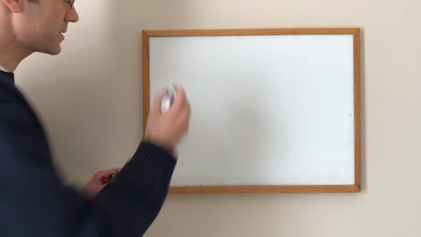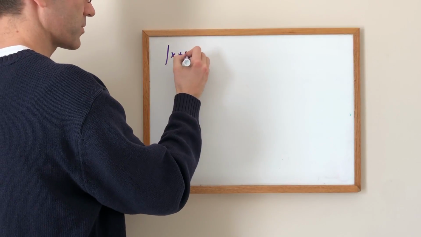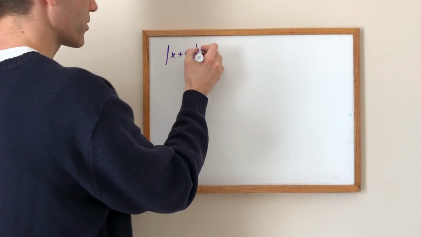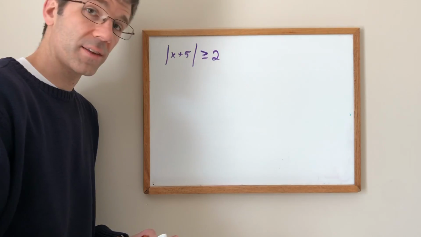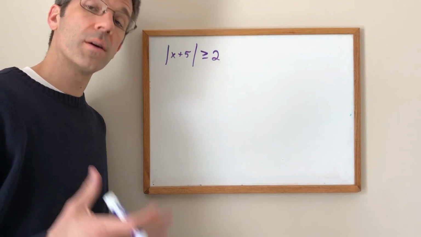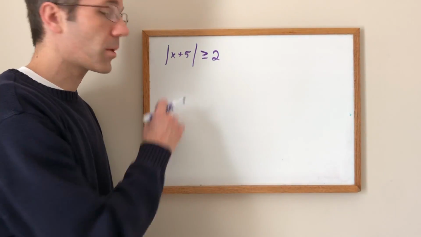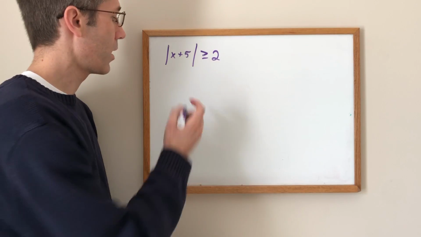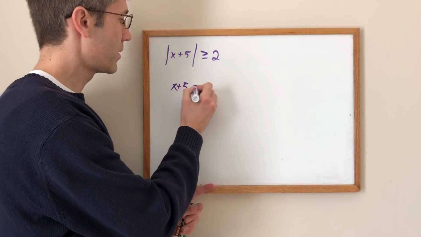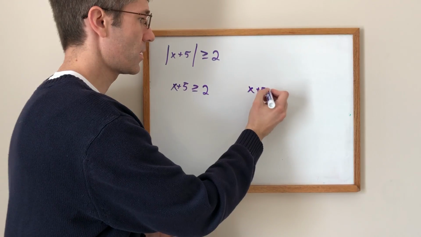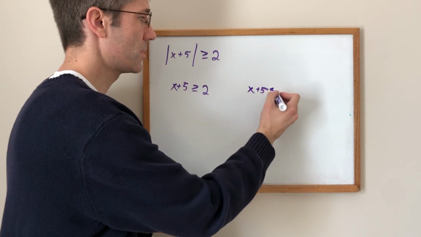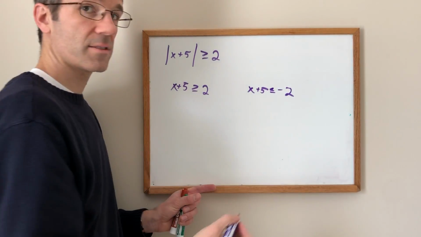Next problem says absolute value of x plus 5 is greater than or equal to 2. Now, if you are watching this, then you're probably at a point where you could try these on your own, so I recommend you mute the video, try it on your own. So, get the bars by themselves. Check, they are. Drop the bars and solve. Cool. Drop the bars, flip the symbol, change the sign, and solve.